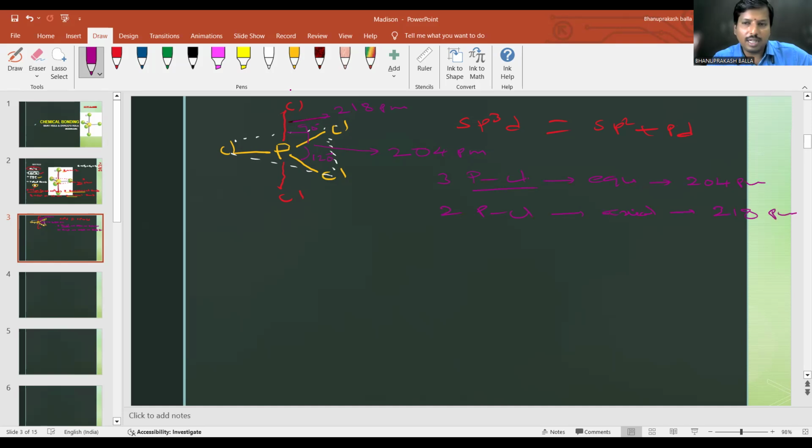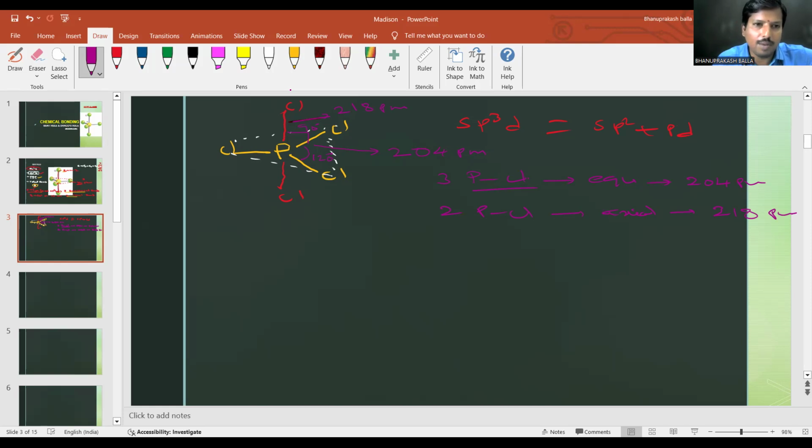Because the axial bonds are perpendicular, the repulsions will be minimized. Okay, the two axial bonds are longer. To reduce the repulsion, they have a greater bond length.